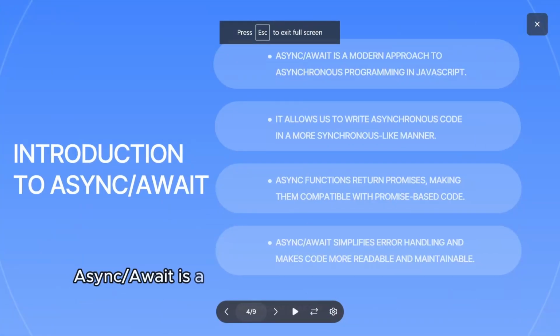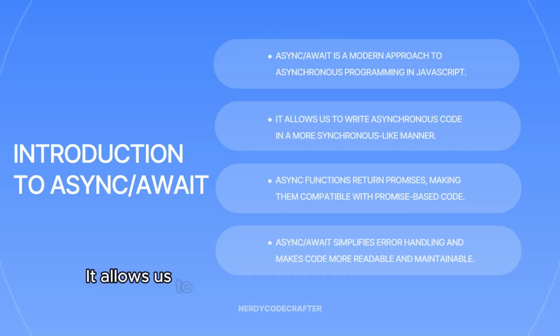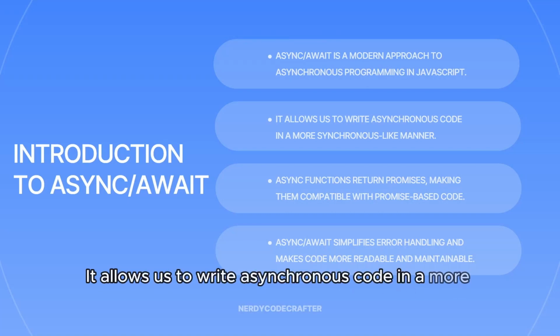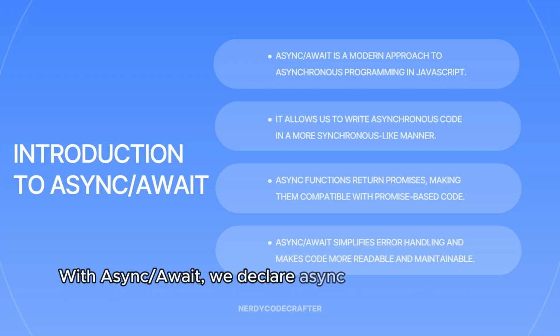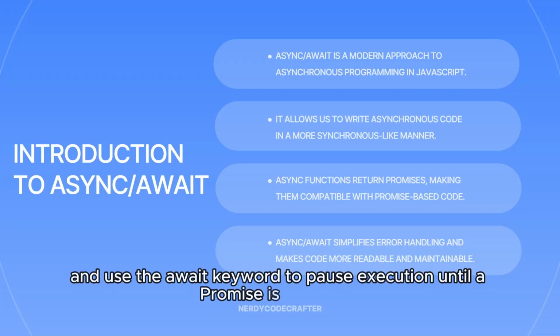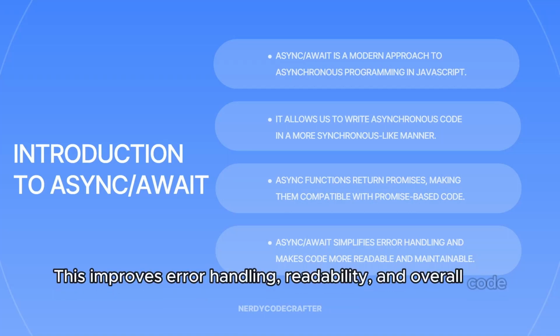Async/await is a modern approach to asynchronous programming in JavaScript. It allows us to write asynchronous code in a more synchronous-like manner, simplifying the process of working with promises. With async/await, we declare async functions using the async keyword, and use the await keyword to pause execution until a promise is resolved. This improves error handling, readability, and overall code maintainability.